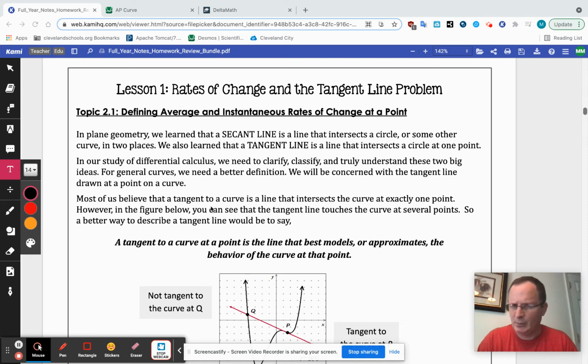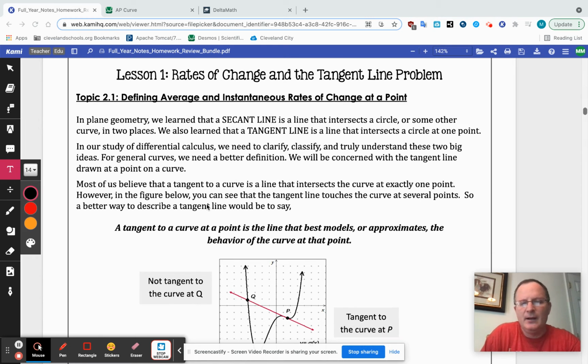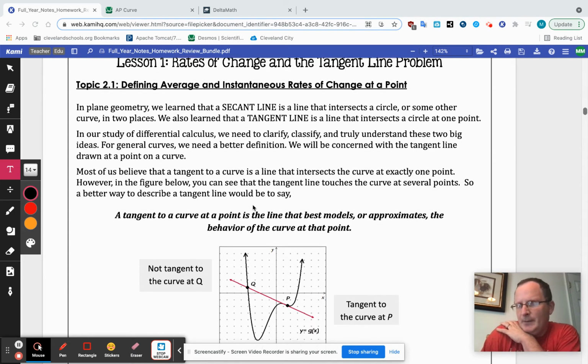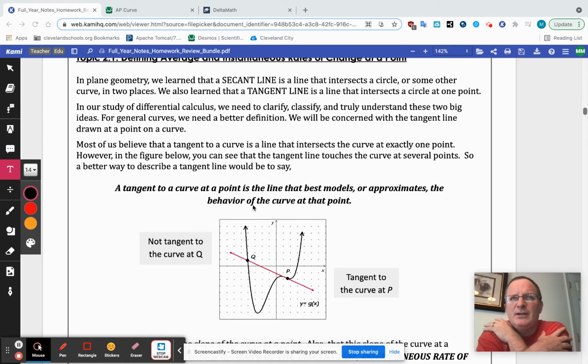But here we go. The first thing we're going to talk about is the definition of a tangent line. Okay, so we need to talk about a tangent line. And I love this little paragraph up here. It's pretty cool. If you recall, a tangent, especially with a circle, is what you did in geometry. Touch that circle at one point. Well, when the curve is not a circle anymore, we have a couple of situations where that can occur. This situation here, the Q, is not considered a tangent.